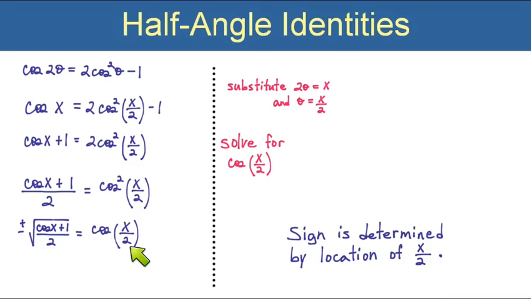I can use this identity to find the cosine of half of any angle whose cosine I already know. For example, if I needed to know the cosine of 15, well, 15 is half of 30, and I already know the cosine for 30, so I could use this to figure out the cosine for 15.